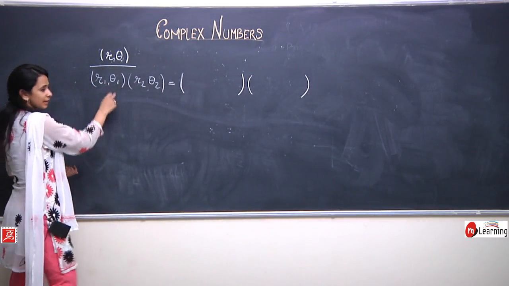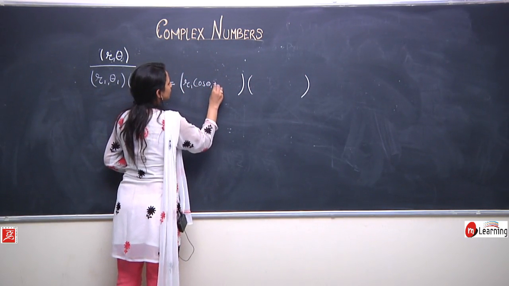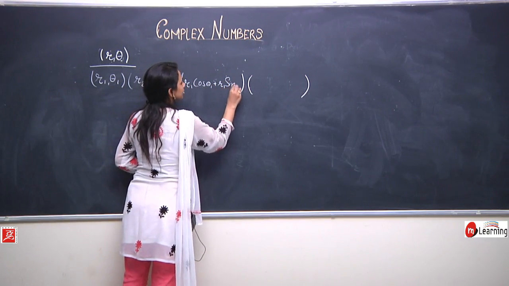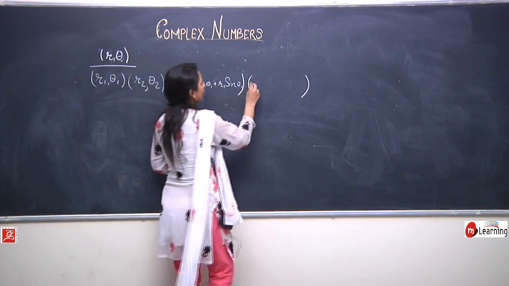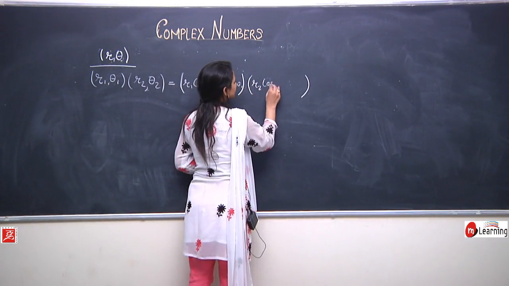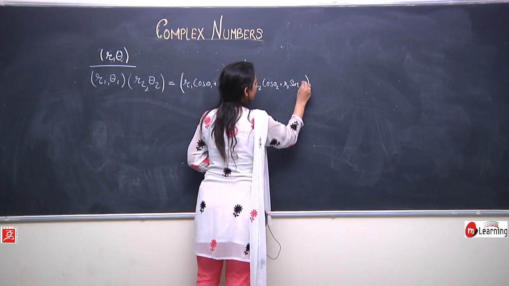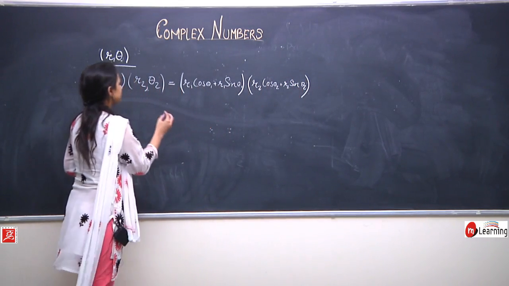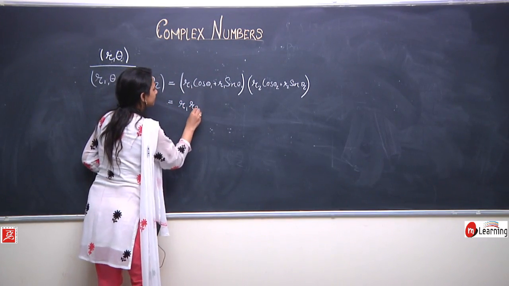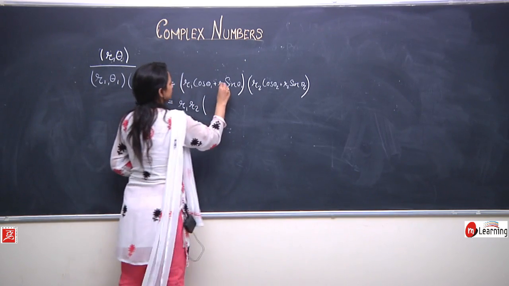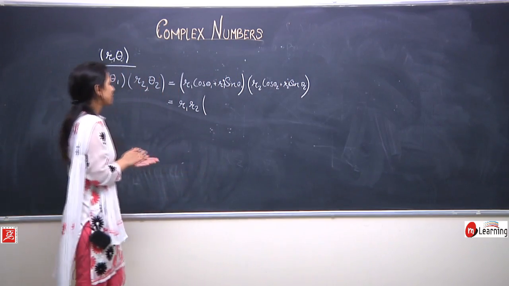So here r1 theta 1 can be written as r1 cos theta 1 plus iota r1 sin theta 1, and r2 theta 2 could be written as r2 cos theta 2 plus iota r2 sin theta 2. When I multiply these both, I get r1 r2 as a common factor. This is going to be iota here and iota here. I forgot mentioning the imaginary part here.